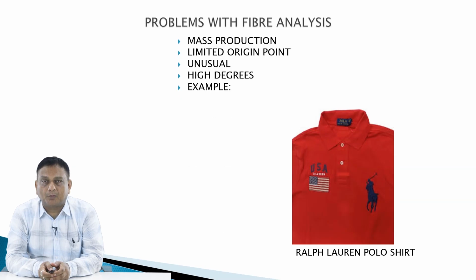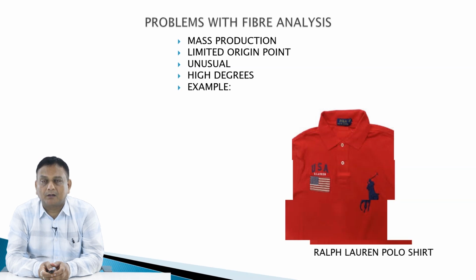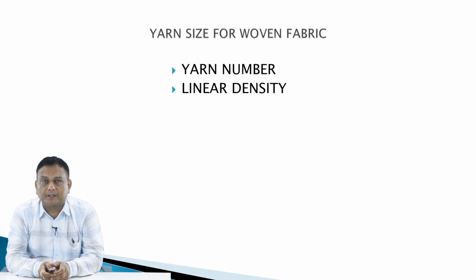So here the problem is that when it is going for mass production, some sort of unusual fibers may be present there. High degrees of accuracy are important when we are doing the production. Such kind of things are judged in the fiber. It should not deviate from whatever has been desired by the buyer.